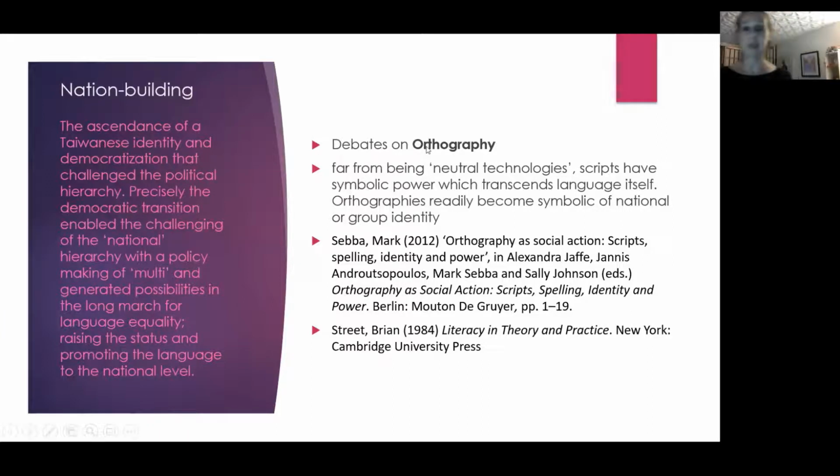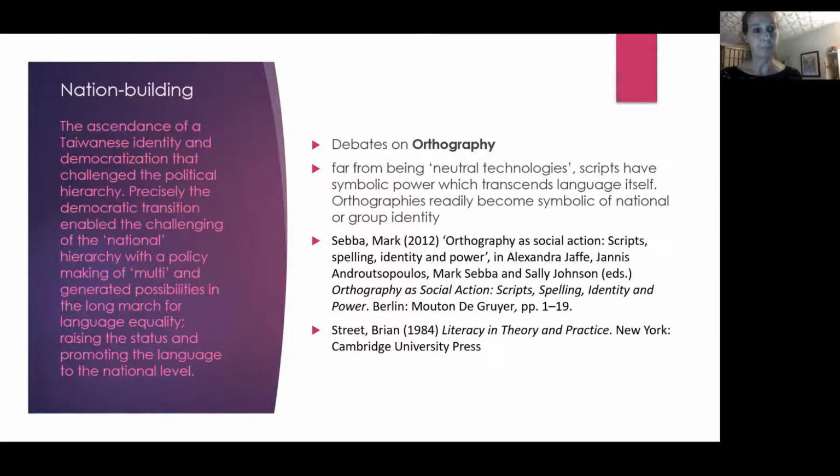So, the debates on orthography. Writing and script is not a neutral technology. They have a symbolic power that transcends language itself, and they also become symbolic of group identity. I refer to the work by Brian Street, Literacy in Theory and Practice, and as a good example, which was quite helpful in further illustrating, the work by Mark Seba.